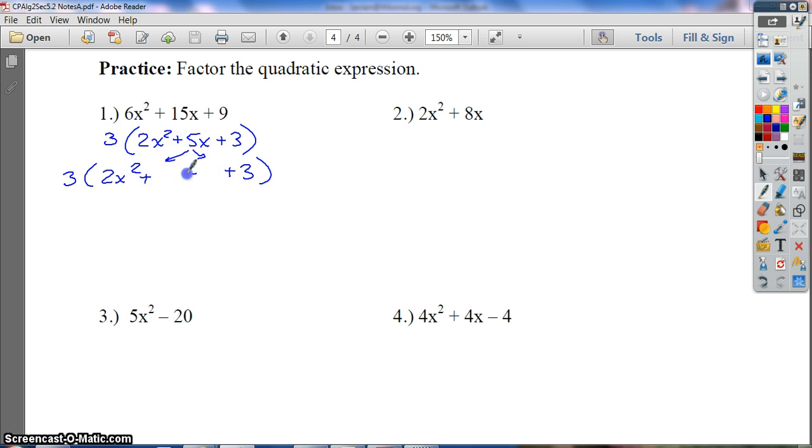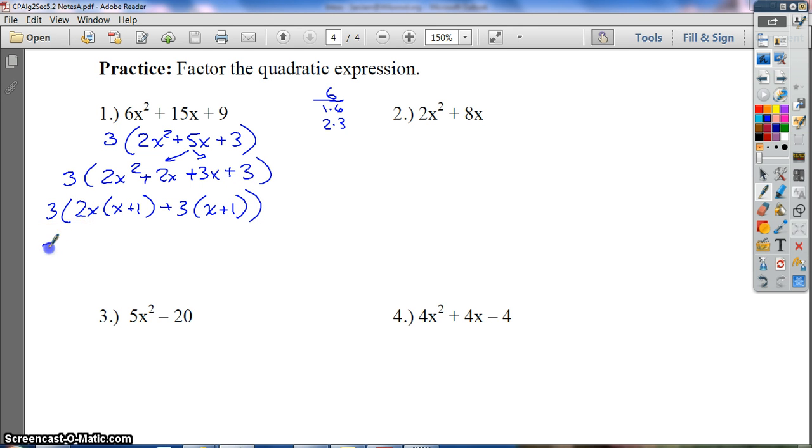Plus plus is plus plus. 2 times 3 is 6. So we did this problem earlier. Here we are again. We want two numbers that multiply to be 6 and add to be 5. You can see 2x and 3x will do that. So the GCF out of these two will be 2x, which leaves you with x plus 1. The GCF out of these two is 3, which leaves you with x plus 1.